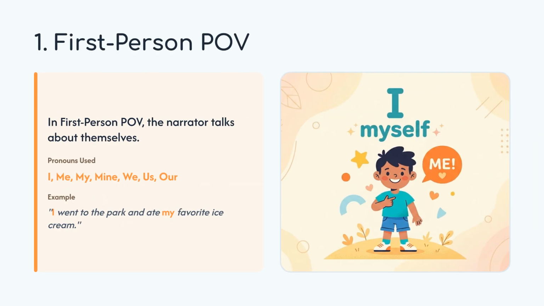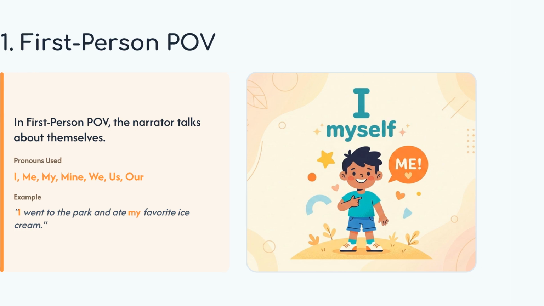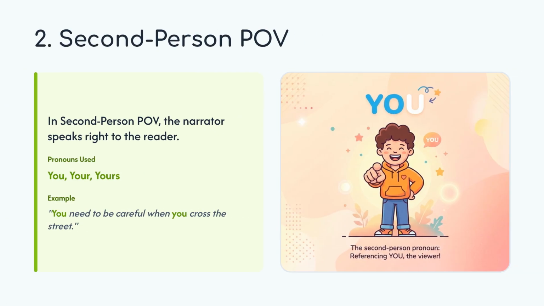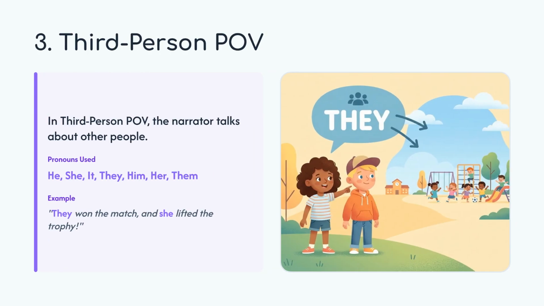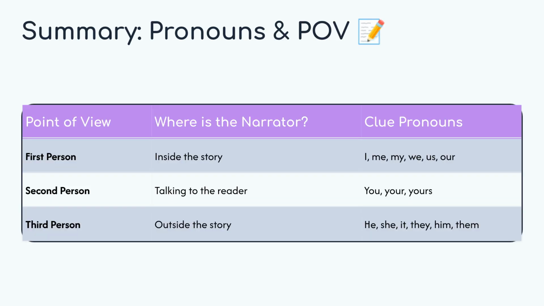In first person, the narrator is inside the story, using pronouns like I or my to talk about themselves. Second person POV speaks directly to the reader, using pronouns like you or your to make you part of the action. In third person, the narrator remains outside the story, watching events unfold like a movie and using pronouns like he, she, or they.